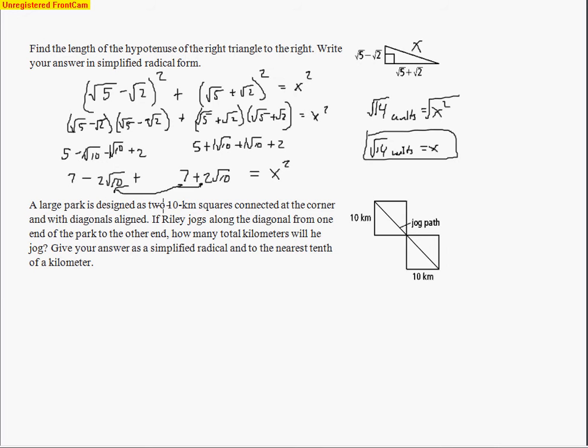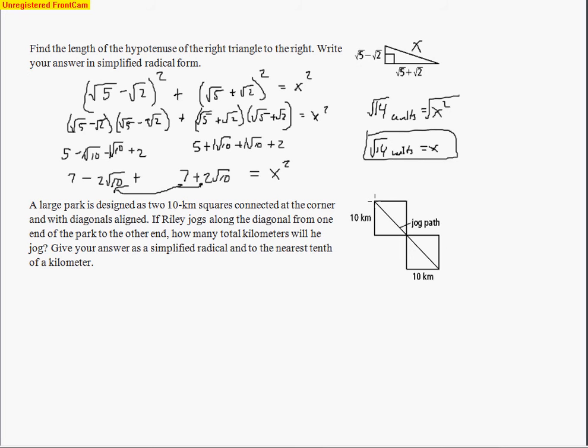On this next one, it says that the large park is designed as two 10-kilometer squares connected at a corner with the diagonals aligned. If Riley jogs along the diagonal from one end of the park to the other end, how many total kilometers will he jog? So from this end all the way down to this end here. We're supposed to give our answer in simplified radical form and to the nearest tenth.